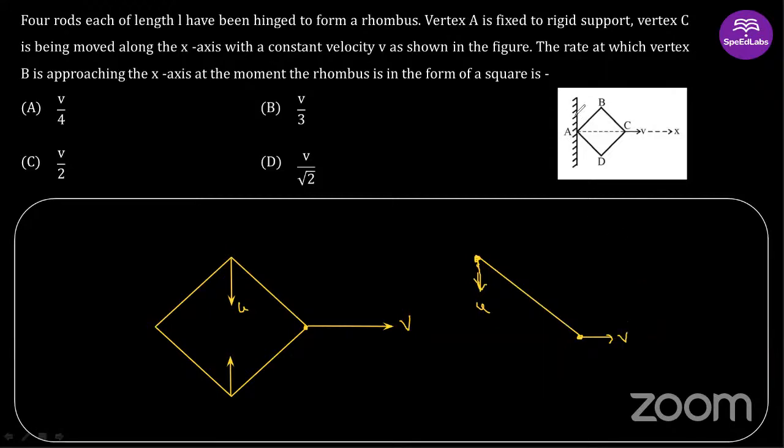And since it is a rhombus, as of now the rhombus is in the form of a square. So total angle is 90, each one is 45. So this is 45 degree and this is also 45 degree. So I will just say that u cos 45, that is the speed of this point in this direction, must be same as speed of this point in this direction, that is v cos 45, so that the length of the rod does not change. Again, I am repeating the concept.